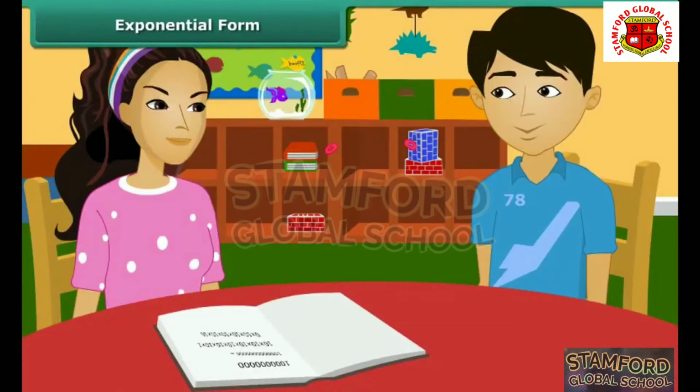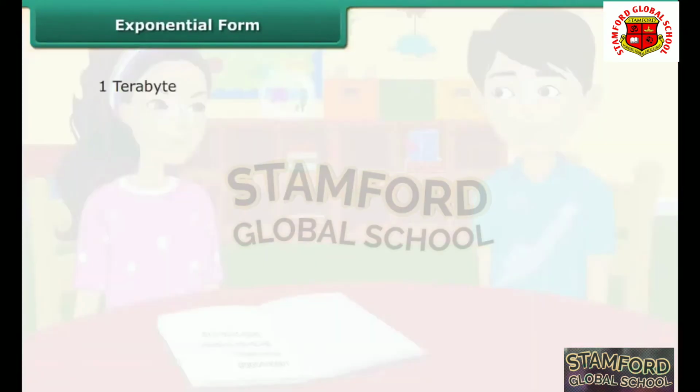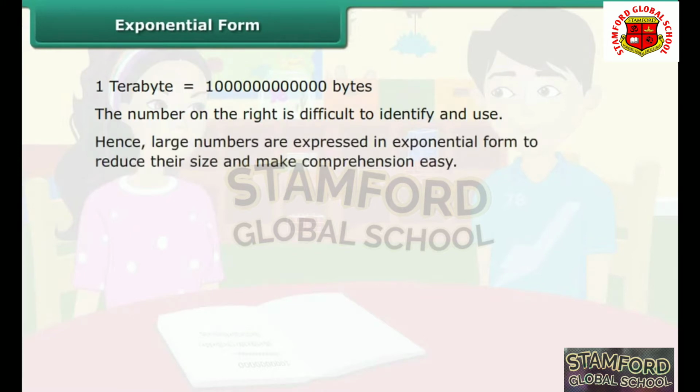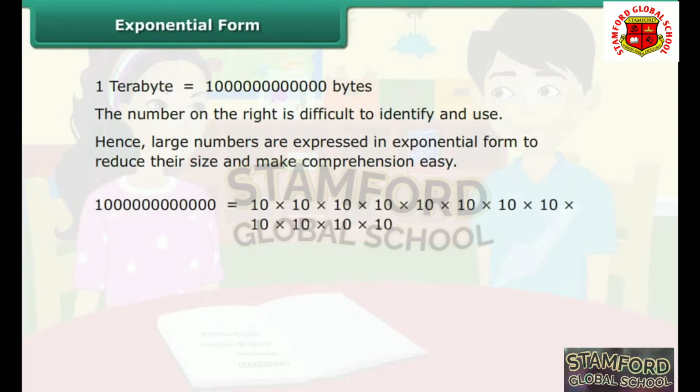Exponential form. You heard Dhruv tell Varsha that 1 terabyte is equal to 1 0 0 0 0 0 0 0 0 0 0 0 0 bytes. When expressed so, the number on the right is difficult to identify and use. Hence, such large numbers are expressed in exponential form to reduce their size and make comprehension easy. 1 0 0 0 0 0 0 0 0 0 0 0 0 is nothing but 10 multiplied 12 times.